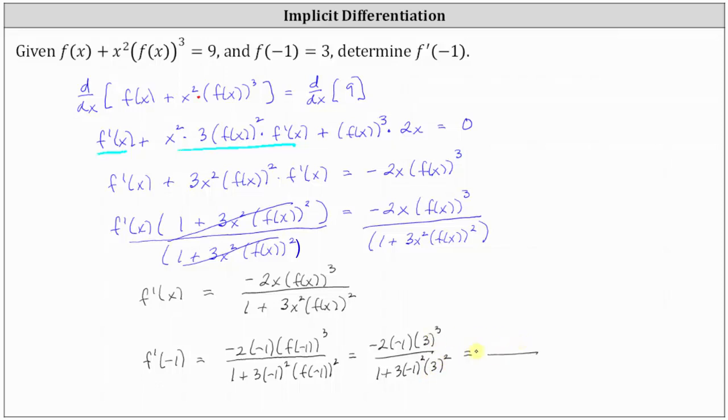Simplifying, in the numerator we have positive 2 times 27, which is 54. In the denominator we have 3 squared, which is 9. 3 times 1 times 9 is 27. 1 plus 27 is 28. And 54/28 simplifies to 27/14. f prime of negative 1 is 27/14.